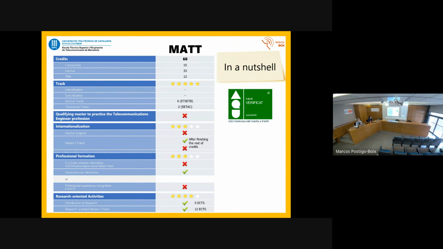So in a nutshell, the MATH master is a master of only 1 year, 60 credits. You can follow those vertical tracks in Barcelona and the transversal tracks in Castelldefels. It does not qualify for the profession of telecommunications engineer. If you want to do something about internationalization, you can only do the master thesis in the 3rd semester. In professional formation, you can only do extracurricular internships. And regarding the research-oriented activities, you can follow only 5 credits of introduction to research, and also you can do the master thesis.